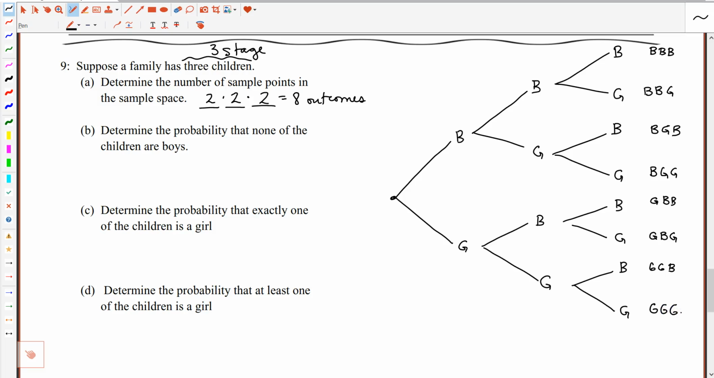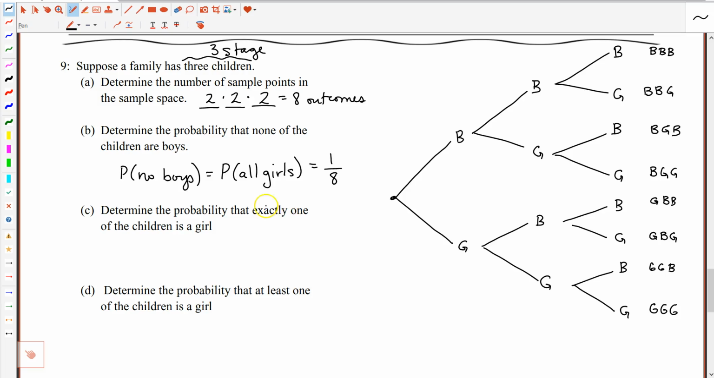Alright, so let's find some probabilities. For this initial one, determine the probability that none of the children are boys. So the probability that you have no boys in any of the 3 children. No boys is the same thing as saying all girls, right? If you don't have any boys in any of the 3 children spots, that means all the children are girls. So out of the 8 total outcomes, there's only 1 that has girls for the first, second, and third child. So the probability of no boys is 1/8.